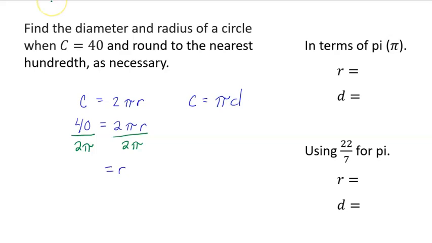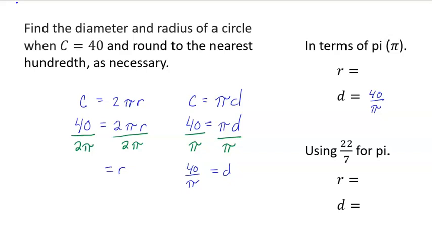And so here, I would divide by 2 times pi. And then something very similar with this side here. I have 40 equals pi times diameter. If I want to get my diameter by itself, I would just divide by pi. And so for the diameter in terms of pi, I could leave it as 40 over pi. So in terms of pi, the diameter is 40 over pi.